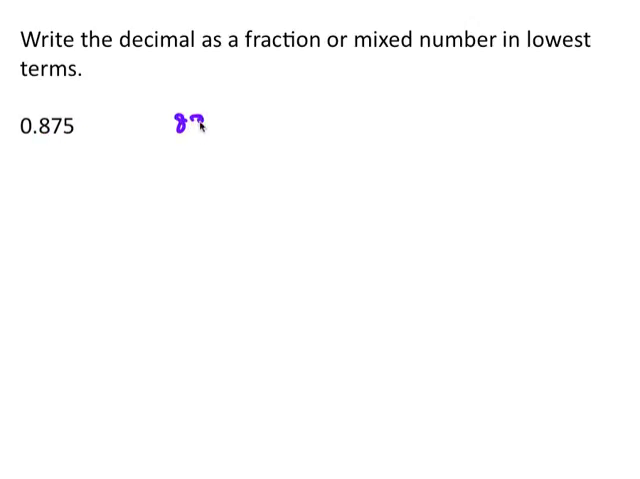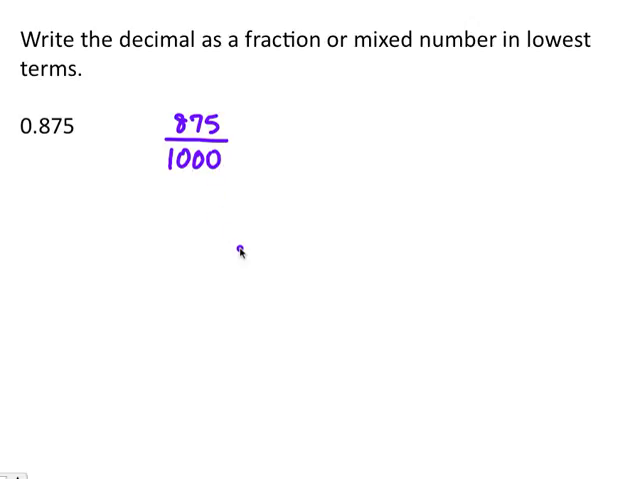So 875 over. Now the denominator is the name of the last place that the decimal value ends in. So decimal point, after that comes the tenths place, and then the hundredths place, and then the thousandths place. So that means our denominator is 1,000. The other thing you can do to help yourself out is the denominator should have the same number of zeros as your decimal has decimal places. So there's 3 digits after the decimal point, there's 3 zeros in 1,000.